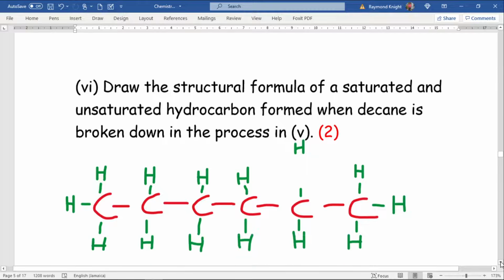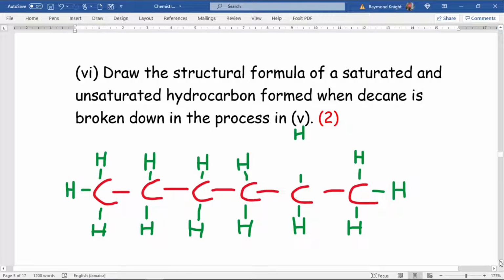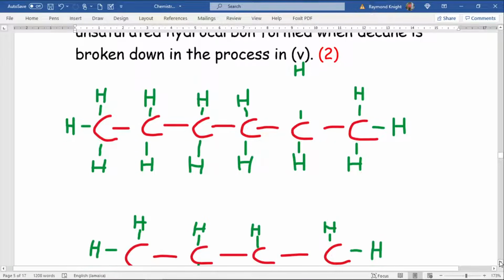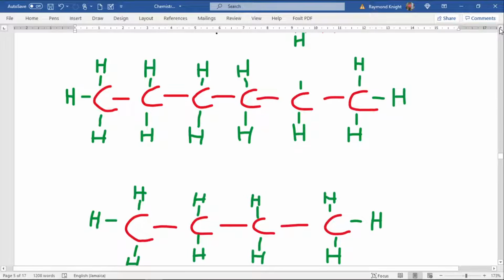Now for part 6, it says draw the structural formula for a saturated and unsaturated hydrocarbon formed when decane is broken down in the process shown there. So again, you're going to have two separate things. I just break them down in almost half, to be honest with you. Here my hydrogen is all the way up to the top. Just make a note, the hydrogen is right here. I went with 6 and 4, but remember, decane is 10 in total. So I went with 4 carbons and 5 carbons.